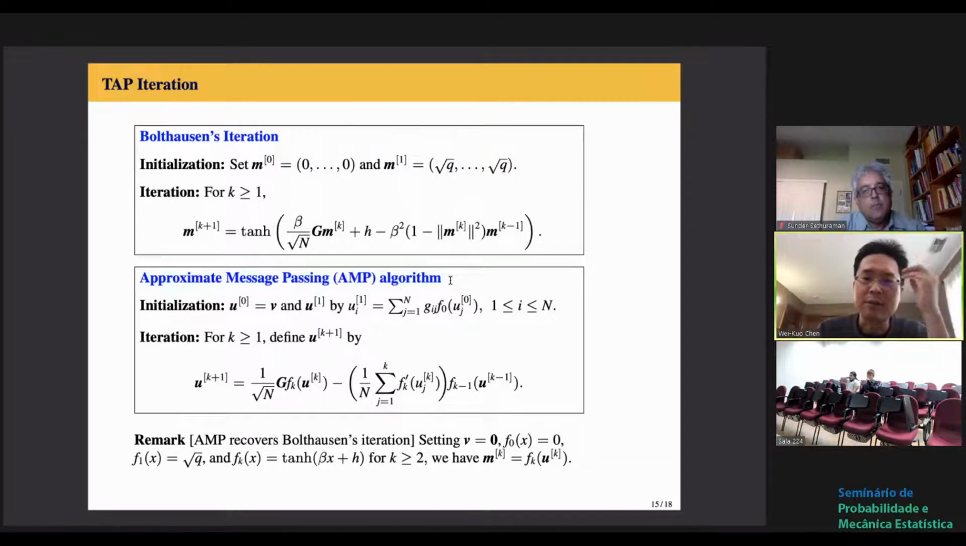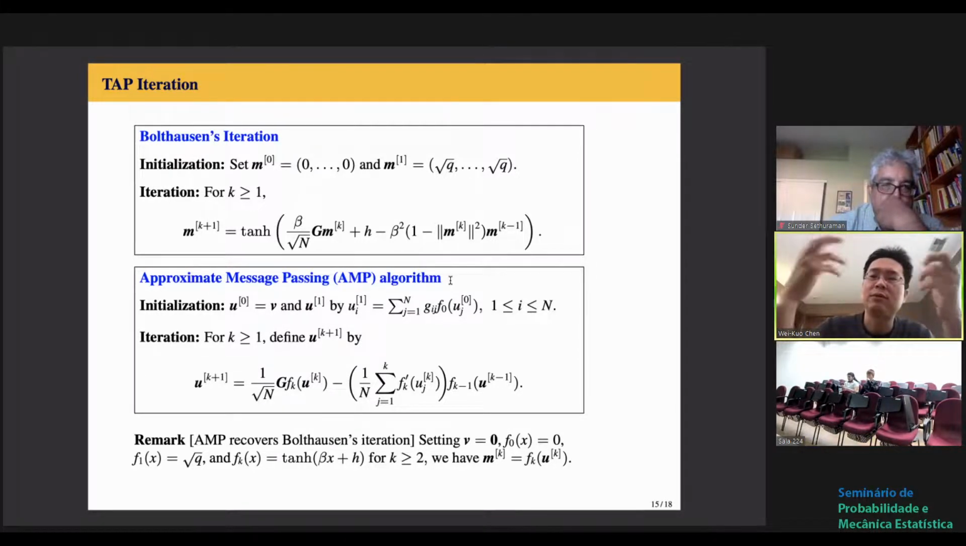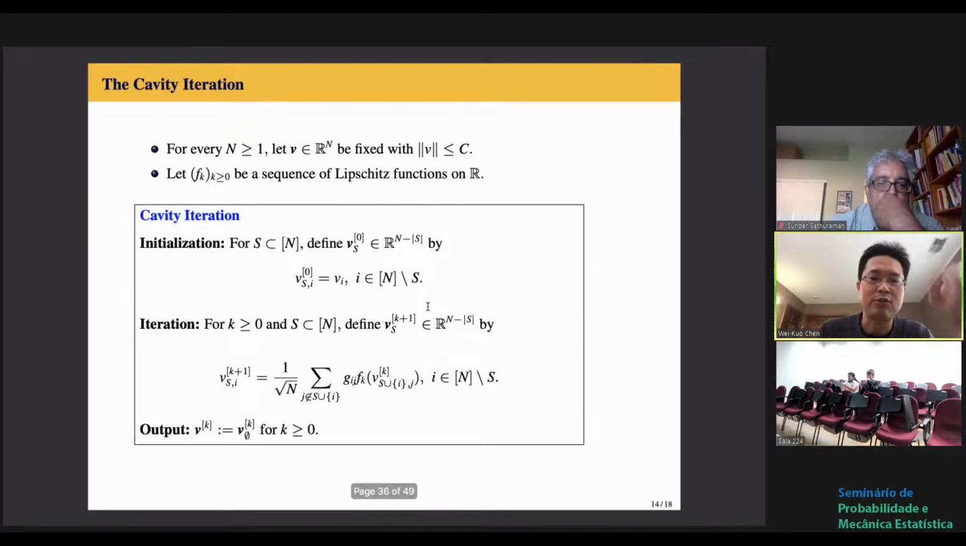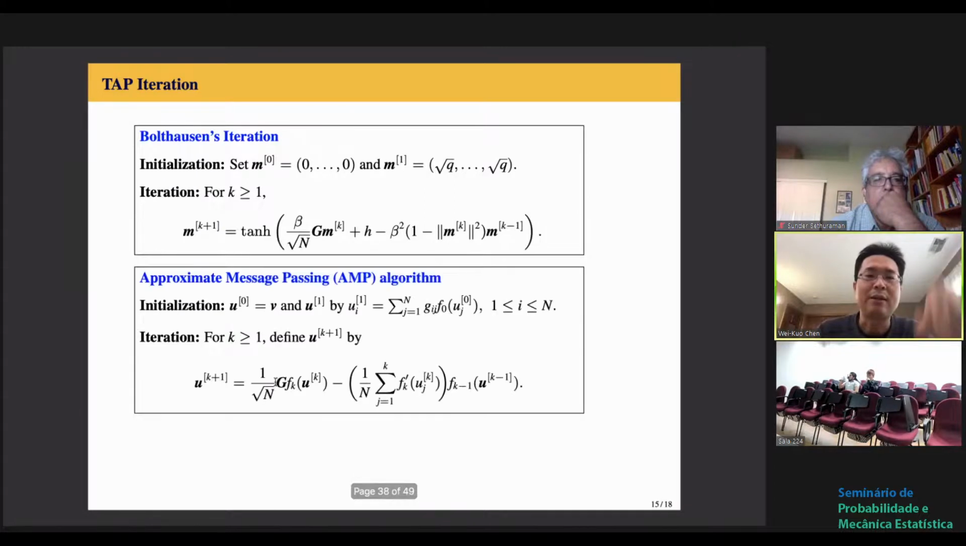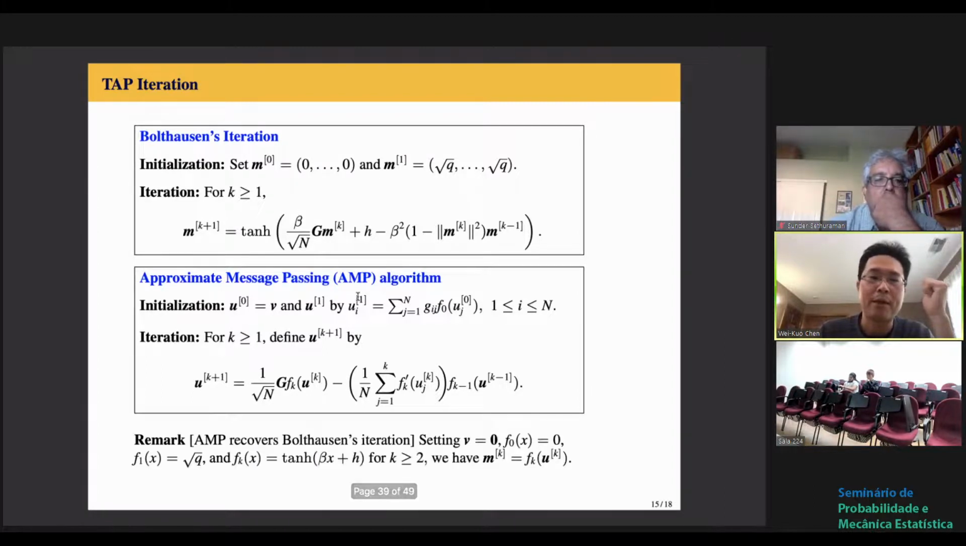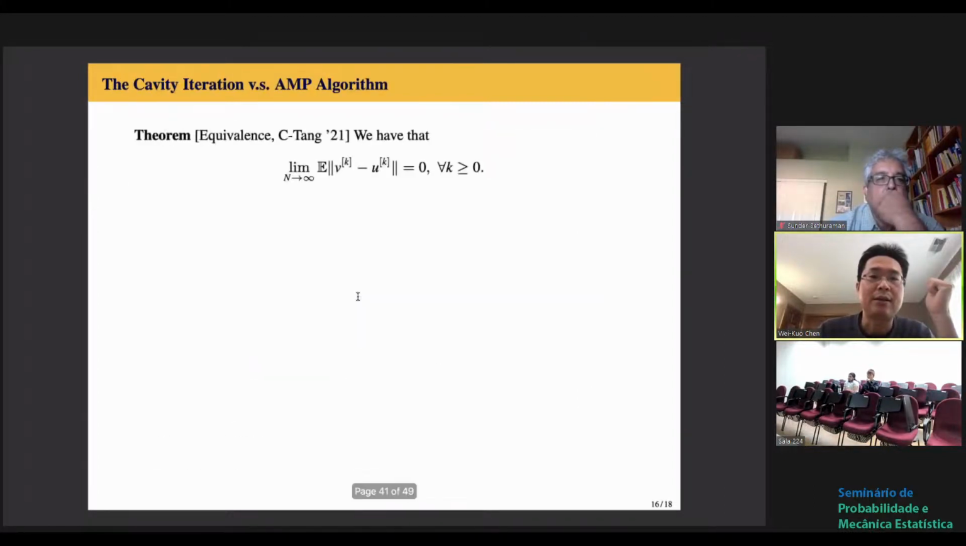Okay, but for today's purpose, what we can show is that, remember, we have the cavity iteration, right? Each time we just kick out one guy. And then we also have the AMP here. So now how are they related to each other? This is the other main result. We show that V is the same as U, right? So AMP is the same as our cavity iteration.